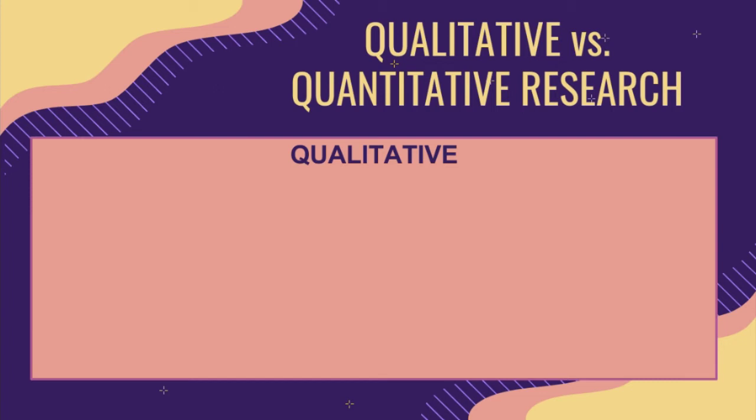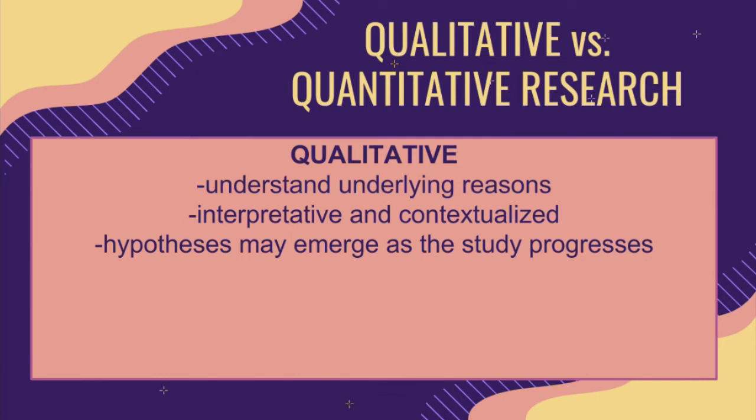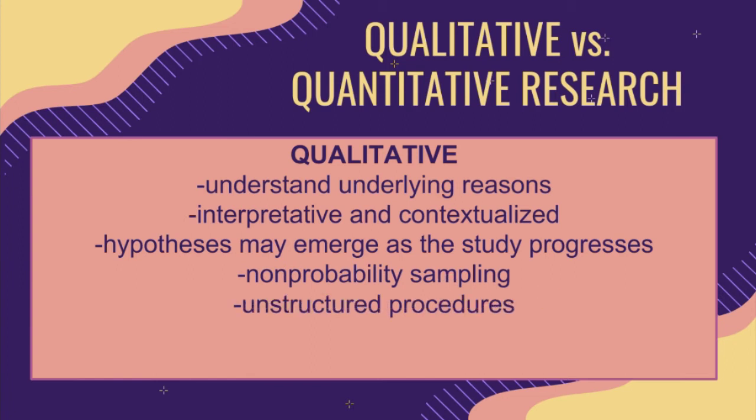Qualitative research deals with the characteristics observed from the respondents. Its aim is to understand underlying reasons and to gain insights in the prevailing trends. It is interpretative and contextualized. Hypotheses or assumptions may emerge as the study progresses. Samples are identified using non-probability sampling. Data collection is unstructured or pre-informed.